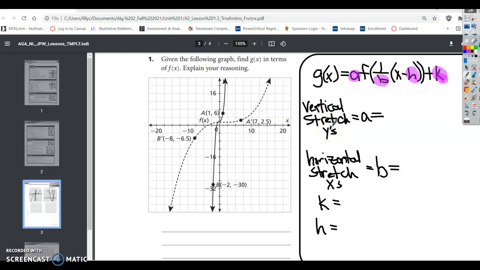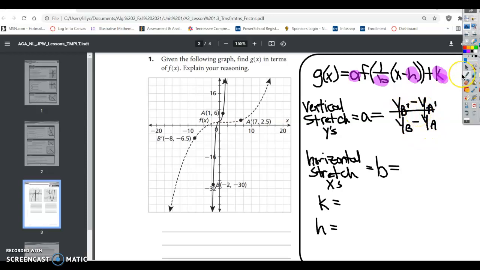You can find A, and this is going to look similar to the rate of change, but you're going to find A by doing y of b prime minus y of a prime, divided by y of b minus y of a.